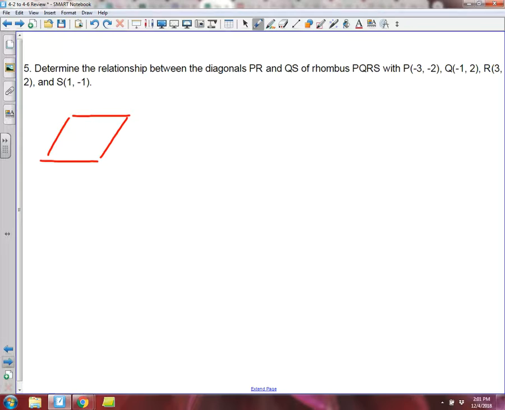And you guys know what diagonals are. We've talked about these in past lessons. Diagonals go across the figure. Is that okay? Now, I want to look at diagonals PR and QS. Does everybody see that in the question? Do you see how it asks for the relationship? I want to know if it's parallel or perpendicular.